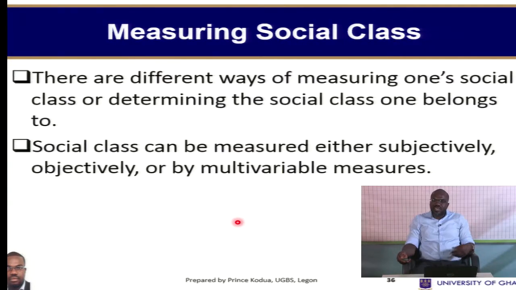There are several different ways by which we can measure one's social class or determine one's social class. We can either do it subjectively or objectively, or we can do what we call multivariable measures, where we put together or we measure social class based on two or more factors.